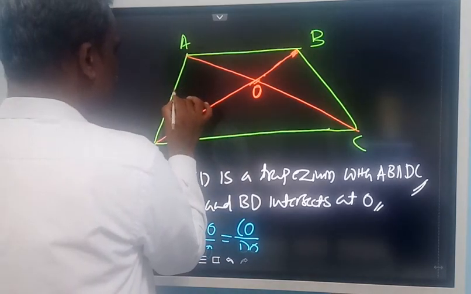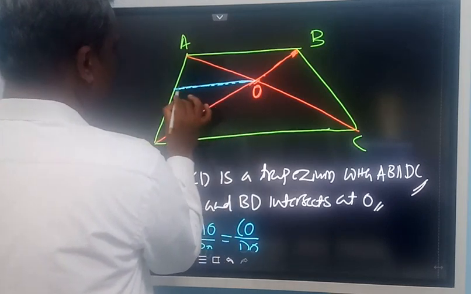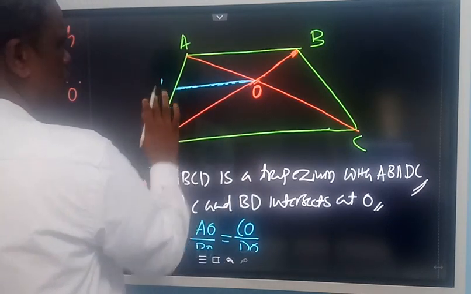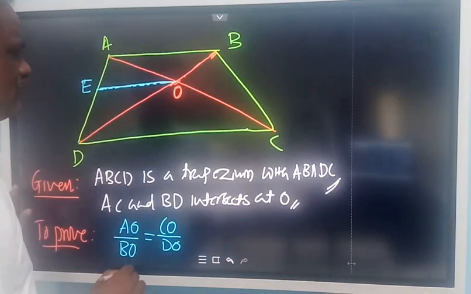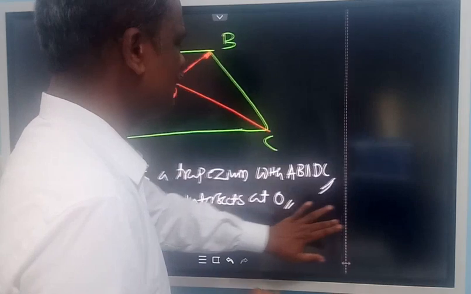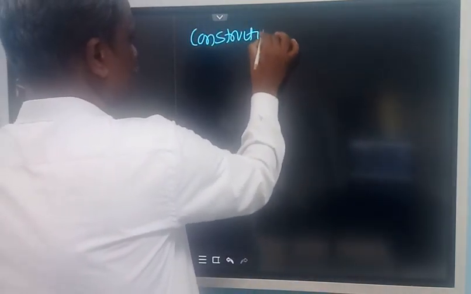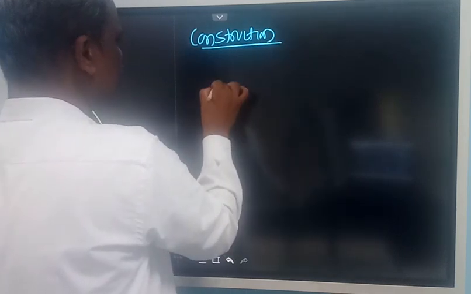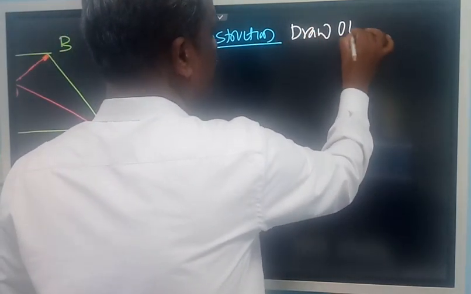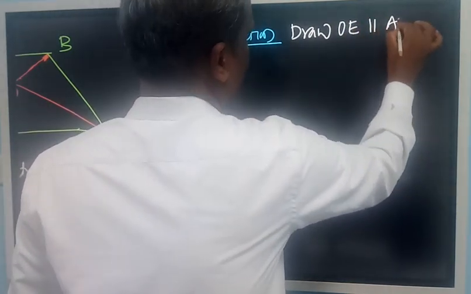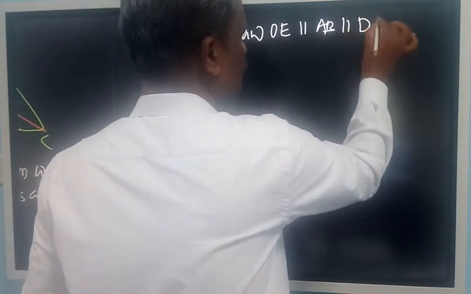So I am going to draw this line. We call this as E. ABCD is over. Now let us call this as E. So let us write the construction now. What is the construction we have done? Draw OE parallel to AB. And it is in turn parallel to DC also.